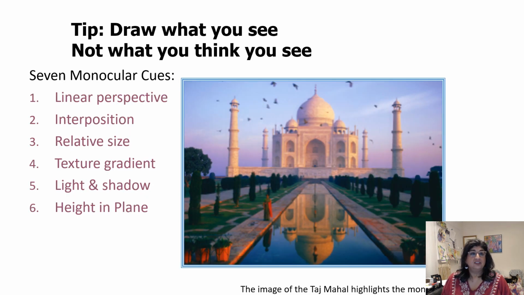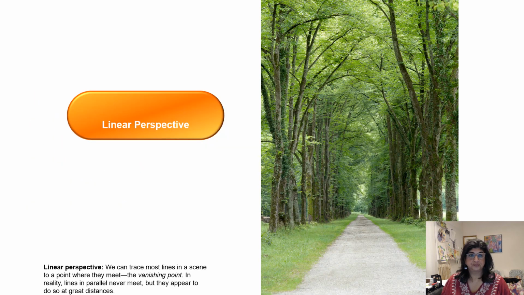And so by drawing what you see, we are going to pay attention to 6 of 7 monocular cues. And here are the ones here. So if you look at this picture of the Taj Mahal, using these cues will help you draw something that looks more three-dimensional and has perspective. And so each of these 6 monocular cues are highlighted in this image. And so we'll go through those one at a time.